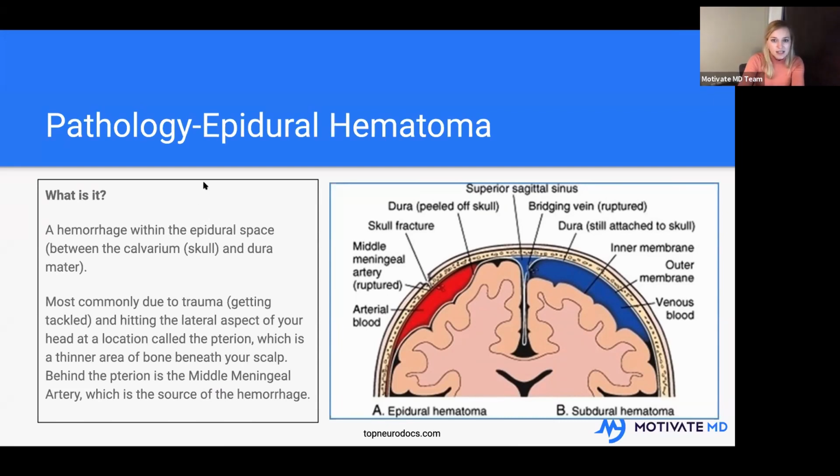So what is an epidural hematoma? I know I already talked to you guys about what this is, but can somebody just summarize what makes an epidural hematoma an epidural hematoma? Feel free to use a picture.